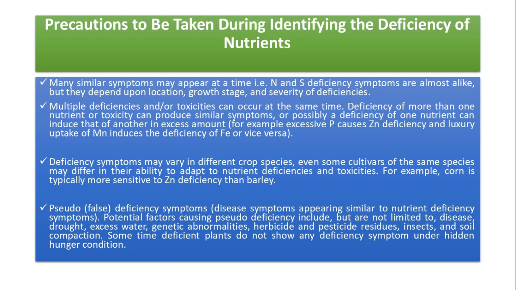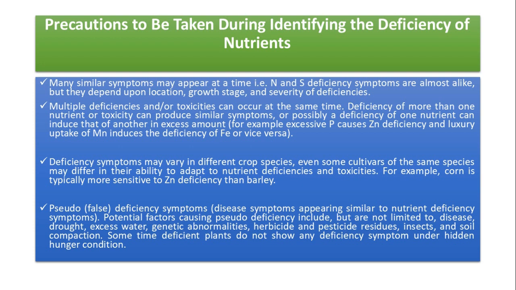Deficiency symptoms may vary in different crop species. Even some cultivars of the same species may differ in their ability to adapt to nutrient deficiencies and toxicities. For example, corn is typically more sensitive to zinc deficiency than barley.